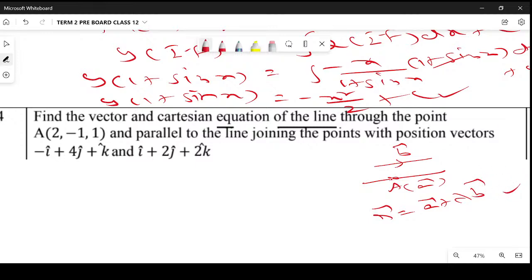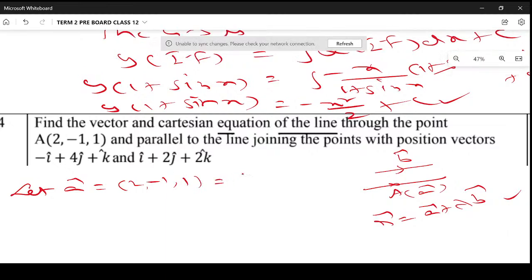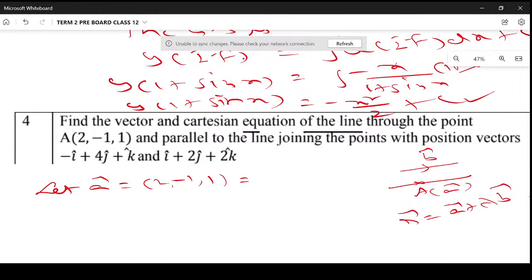So the line passing through the point A, parallel to B bar, the vector equation of the line is R bar equal to A bar plus lambda B bar, where lambda is a scalar. The point is given as A (2, -1, 1). I can consider A bar as this point, so 2, -1, 1 will be 2 i cap.